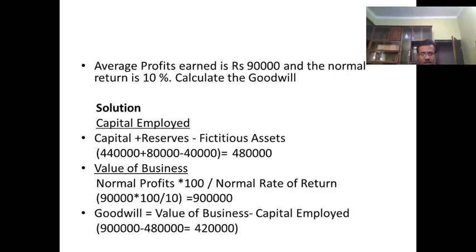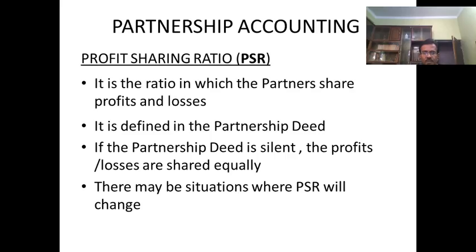Okay, so the value of business is normal profits, which is 90,000, which will be given in the question, into 100 divided by the normal rate of return. Normal return will also be given. So you find out the value of business. This is your value of 9 lakh. Goodwill is equal to value of business minus capital employed. So this is how you find out the goodwill.